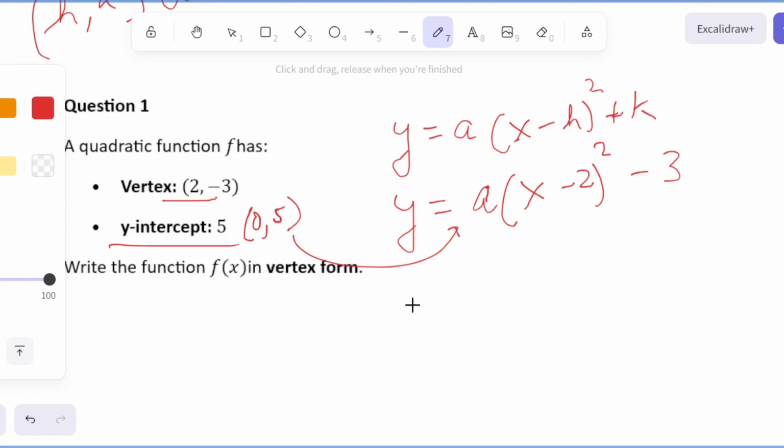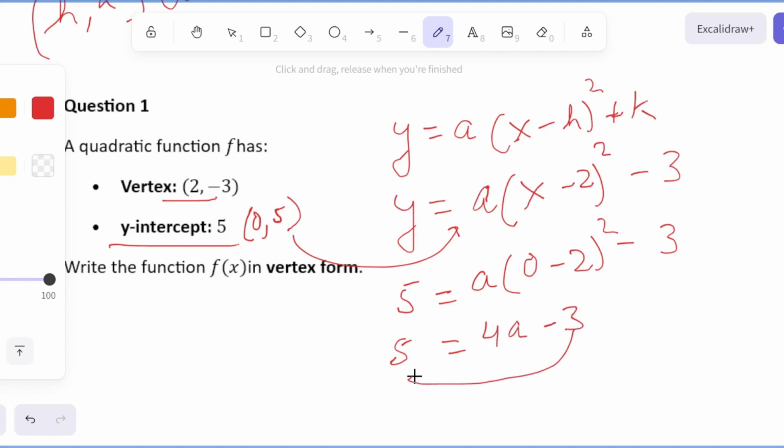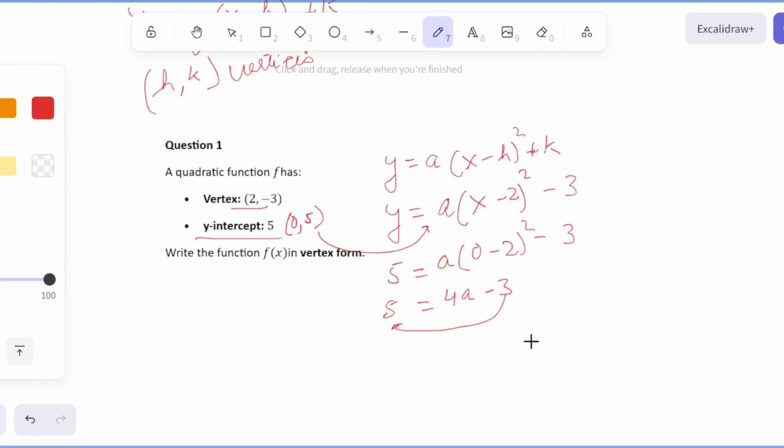So here the y coordinate is 5. So we can put 5 equal to a times (0 minus 2) squared minus 3. And that will become 5 equal to, minus 2 squared will become 4, so that is 4a minus 3. Now we'll take minus 3 to this side, right? So this will become 5 plus 3 equal to 4a. And that is 4a equal to 8, and a will come out to be 2. So the value of a is 2, right?